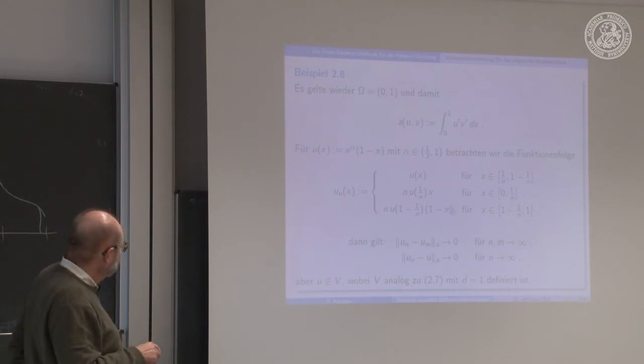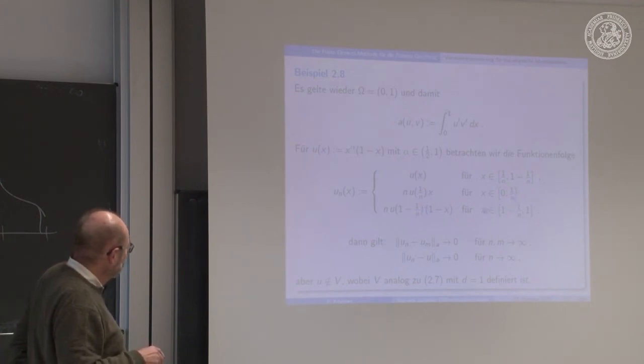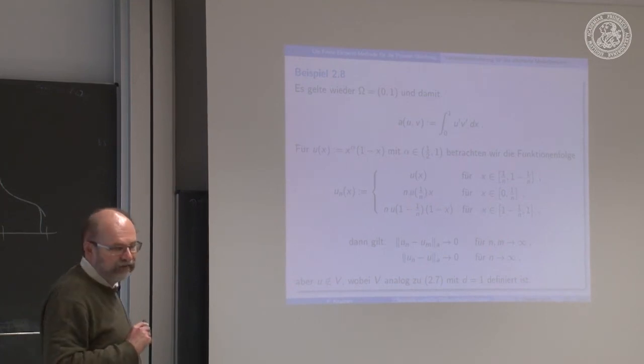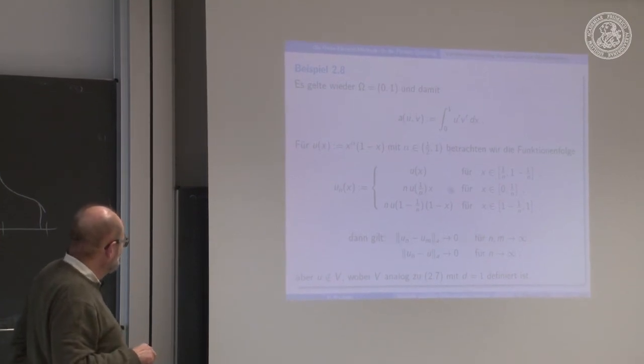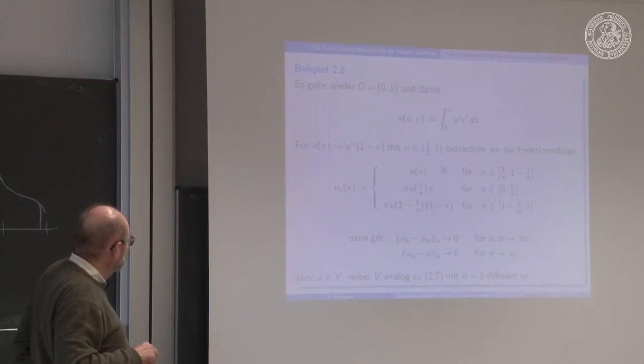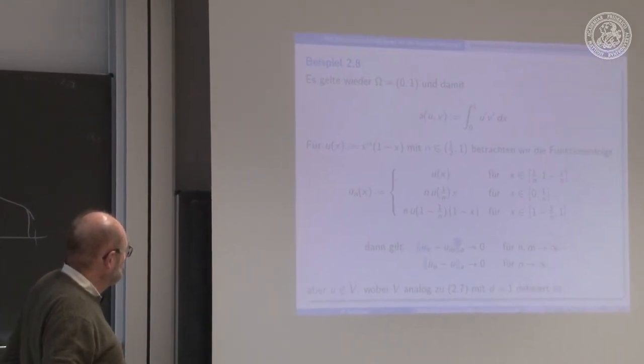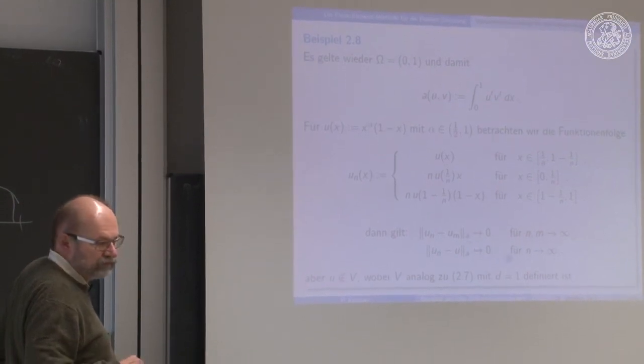If I now smooth the function in a similar sense as I've done it before, so I take this function, I take the small interval with the length 1 over n at both ends, and here I just prolongate the function exactly in the same linear fashion. Then I can see, I do not do this computation now, that this sequence of functions we have shown is a Cauchy sequence in the A norm.